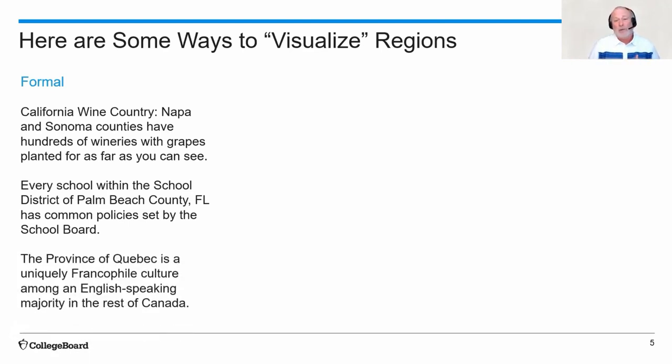Another example of a formal region, the province of Quebec in Canada, right? It's this island of French in a sea of English of North America, but it's retained that Quebecois culture, right? That makes them unique and distinct and different, right? So let's think of some functional regions.